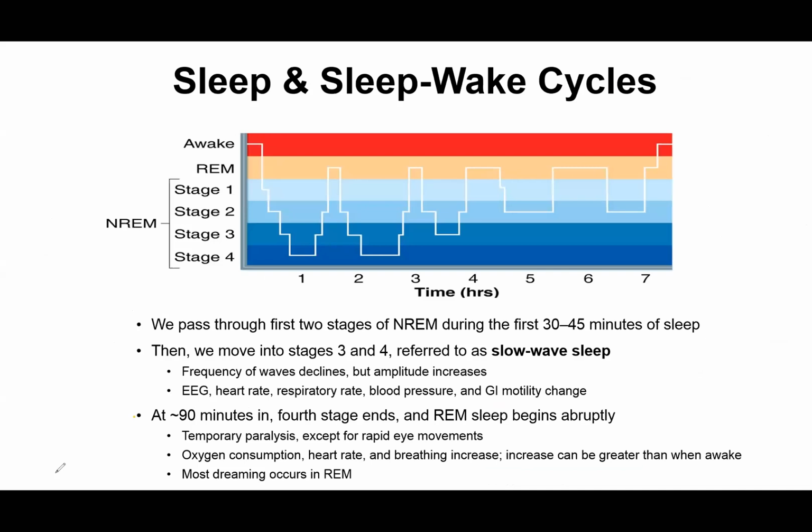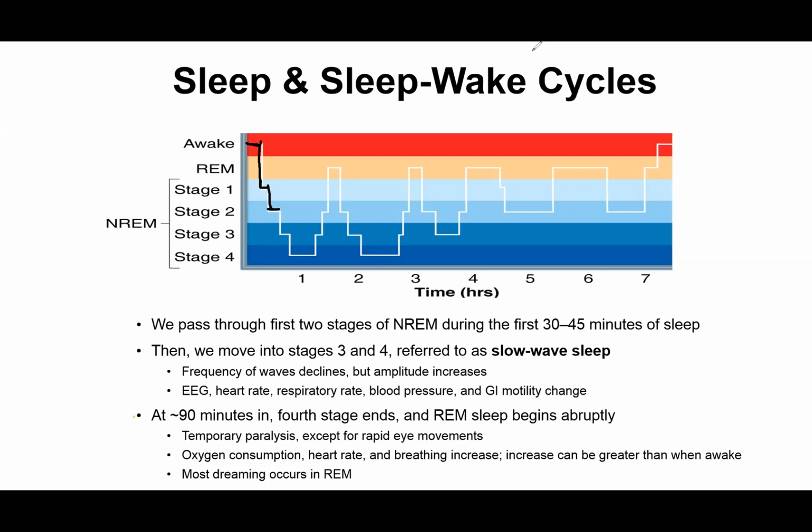So throughout the night, basically the pathway that we take through this sleep cycle is we're going to start here in the awake and then we're going to start to fall asleep. The first part of the sleep, we go straight into stage 1 and we're here for a little bit. And then we are in stage 2 for a little bit.